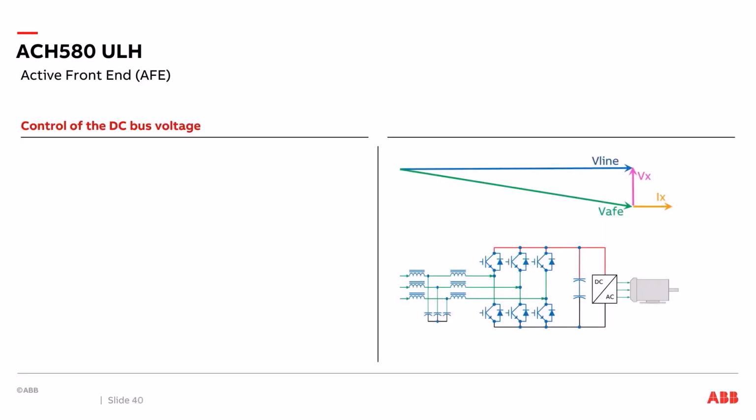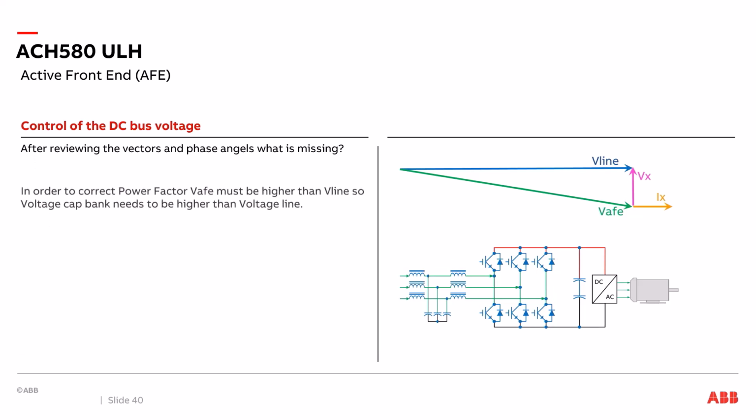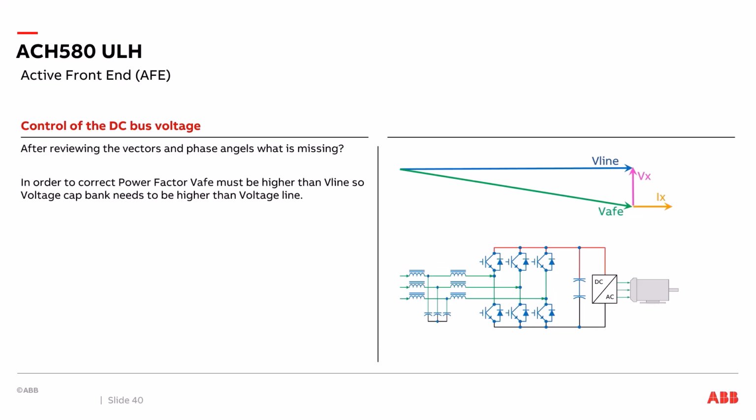Let's talk about the active front end and what controls the DC bus voltage. A question we need to ask is, after reviewing the vectors and the phase angles, what is missing? In order to correct the power factor, the voltage of the active front end must be higher than the voltage of the line. So the voltage of the cap bank needs to be higher than the voltage of the line. We advertise that the drive can support full voltage to the motor with a low input voltage.